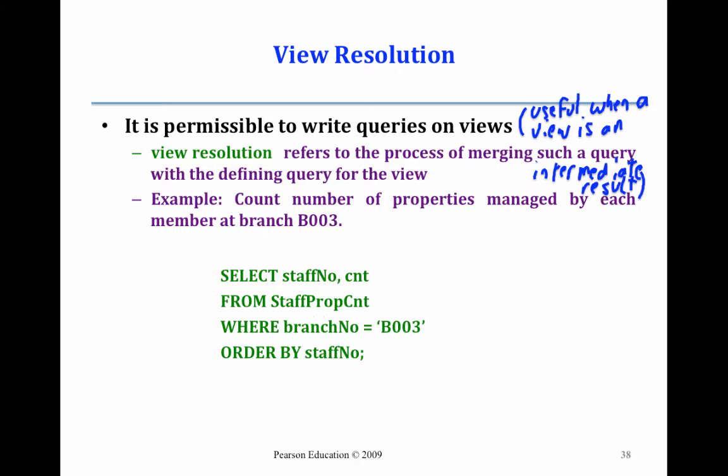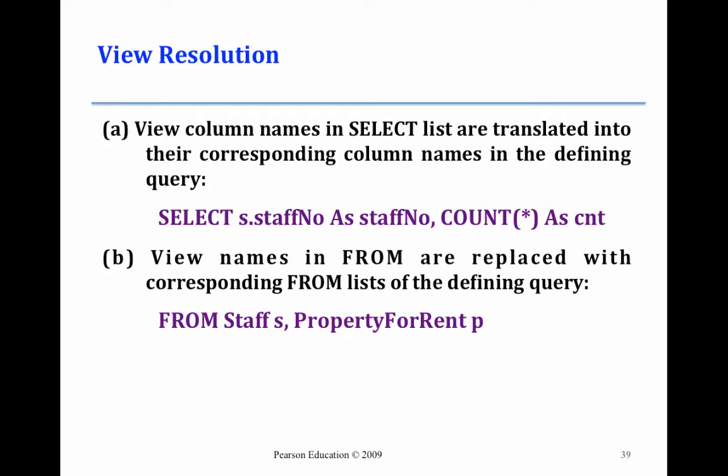Now, when you do this, the query optimizer has to create a query on the underlying base relation. So what it's going to do is merge this query with the defining query. So it has to put the two together to create this new defining query. So it does it in these steps.